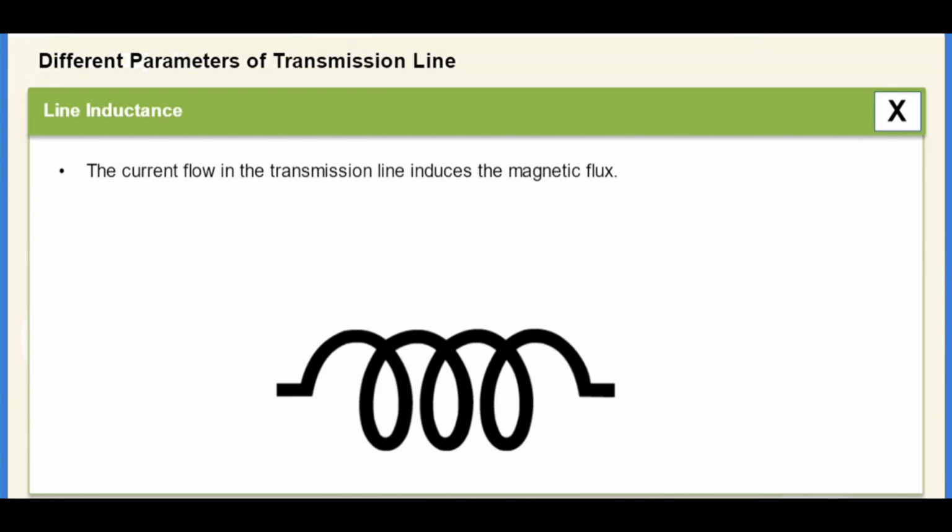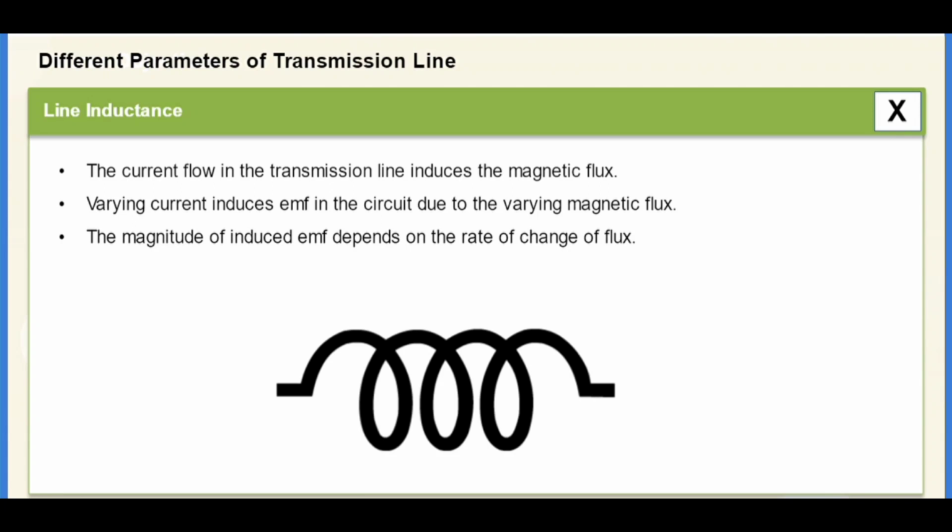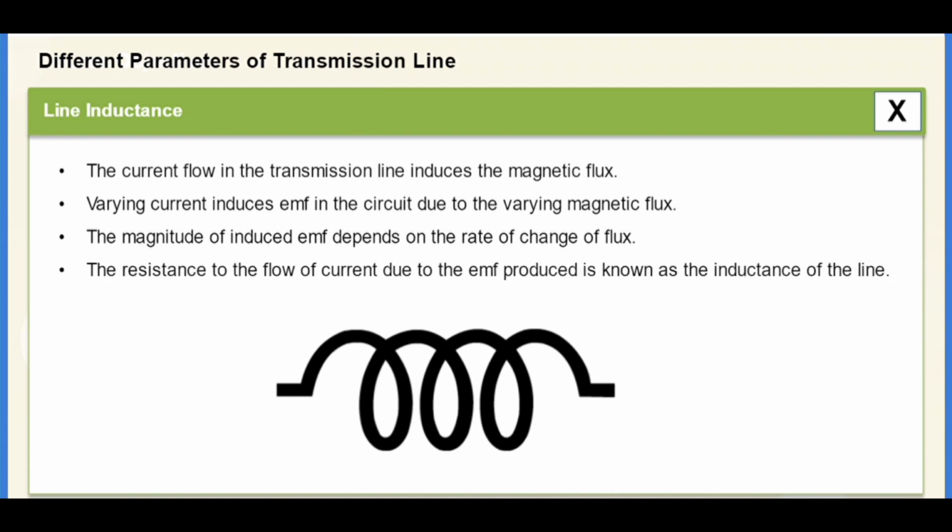The current flow in the transmission line induces the magnetic flux. When the current in the transmission line changes, the magnetic flux also varies, due to which electromotive force EMF is induced in the circuit. The magnitude of induced EMF depends on the rate of change of flux. EMF produced in the transmission line resists the flow of current in the conductor, and this parameter is known as the inductance of the line.